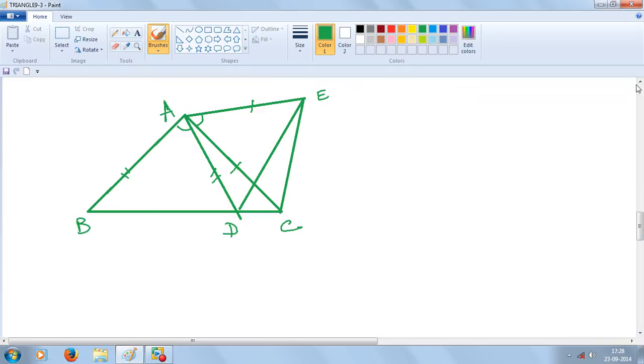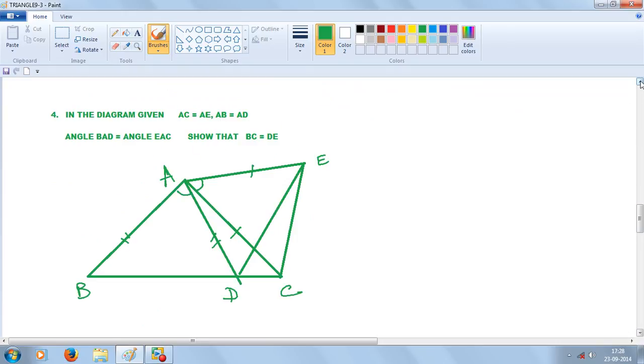So now a diagram is given. It will be better if students try to draw the diagram themselves whenever they see a problem. Then they will get the clues how to proceed. In the given diagram, AC is equal to AE, marked, and AB is equal to AD. See, these two are marked here.